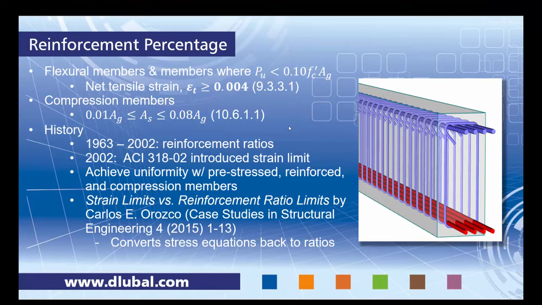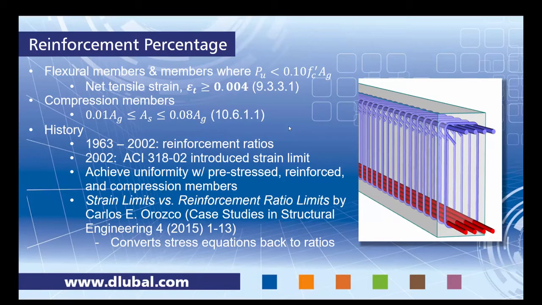And the code tells us that for flexural members and members where our axial load is less than 10% of the concrete strength times the gross area of the concrete, our net tensile strain must be greater than or equal to 0.004. This comes directly from the code, Chapter 9, Section 3.3.1. Now, compression members or columns, we actually are given a reinforcement percentage. So our steel area must be greater than 1% of the total area, but less than 8% of the total area. And this is explained further in Chapter 10, Section 6.1.1.